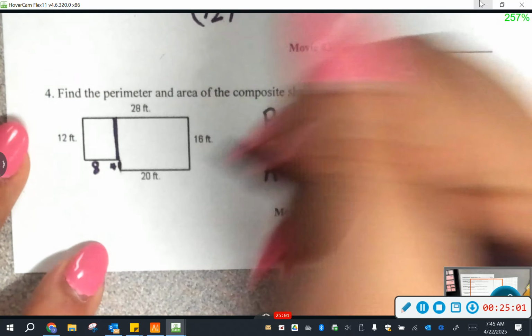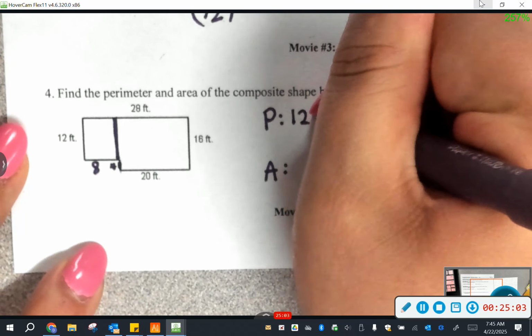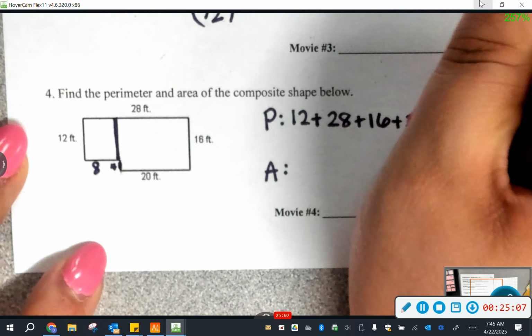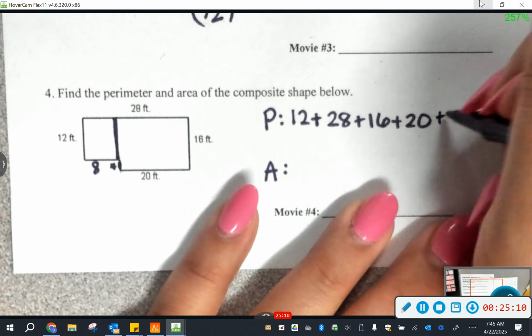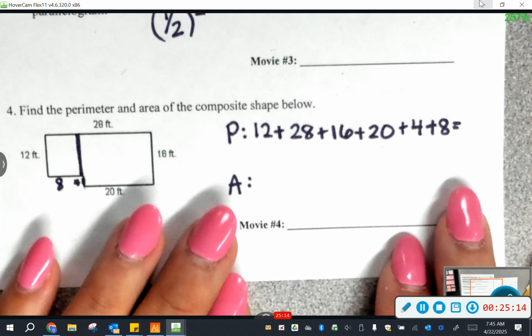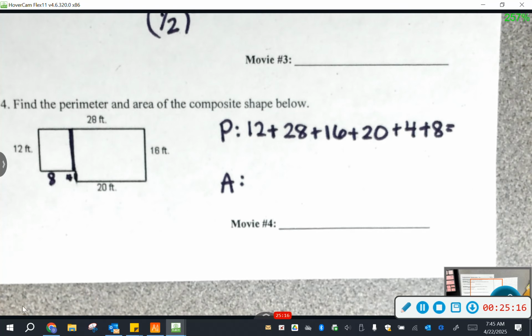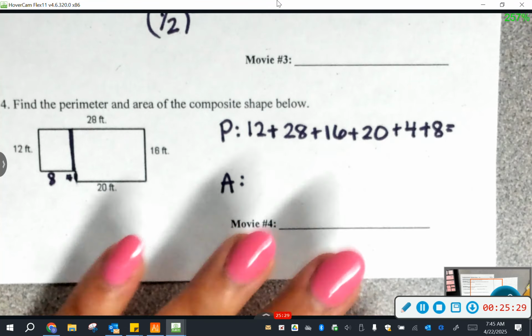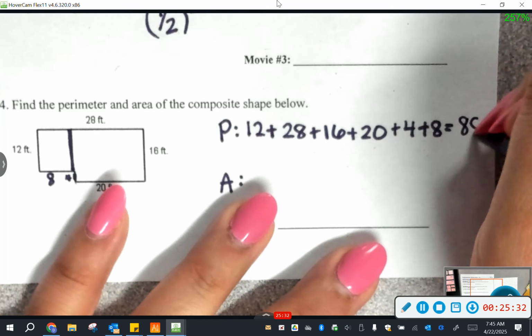So for perimeter, I'm going to add those all together. 12 plus 28 plus 16 plus 20 plus 4 plus 8. I have no idea what that is, so I'm going to actually do that. Did y'all get 88? 88 feet is my perimeter.